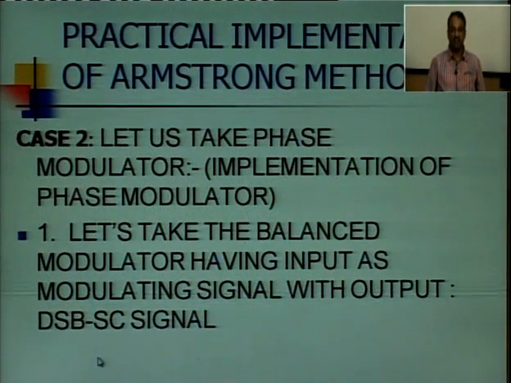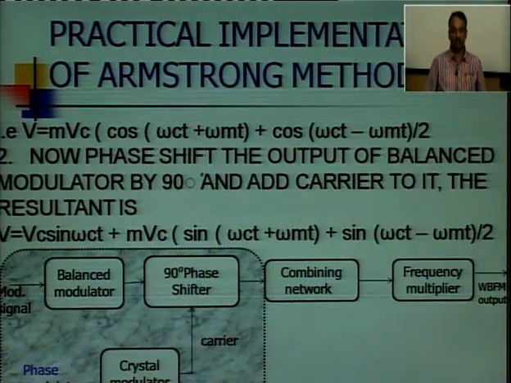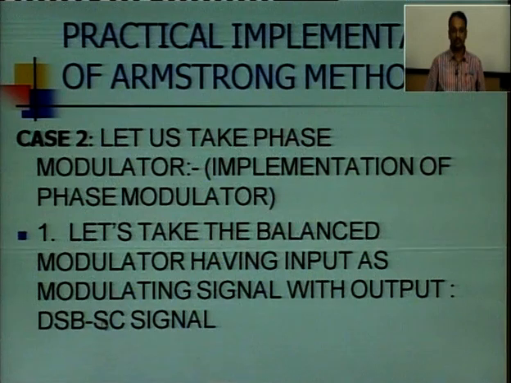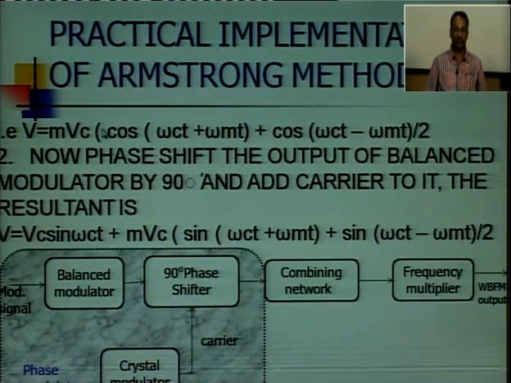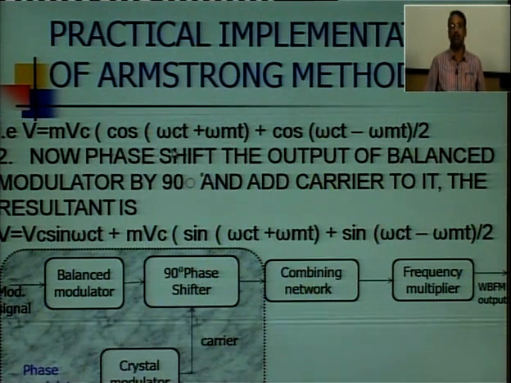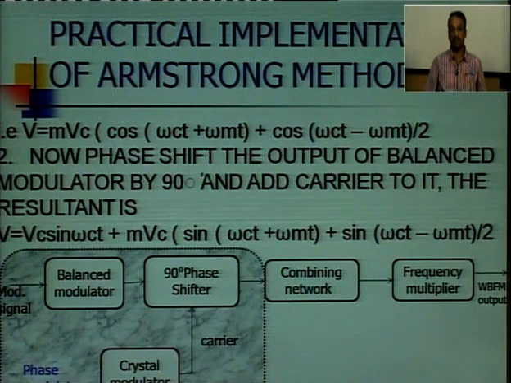So, second method, let us take phase modulator, implementation of phase modulation. Let us take the balance modulator having input as modulating signal. So, we get a balance modulator with its output a double sideband suppressed carrier AM signal. So, we get m Vc by 2 [cos (omega c plus omega m)t plus cos (omega c minus omega m)t]. This is the output of balance modulator.